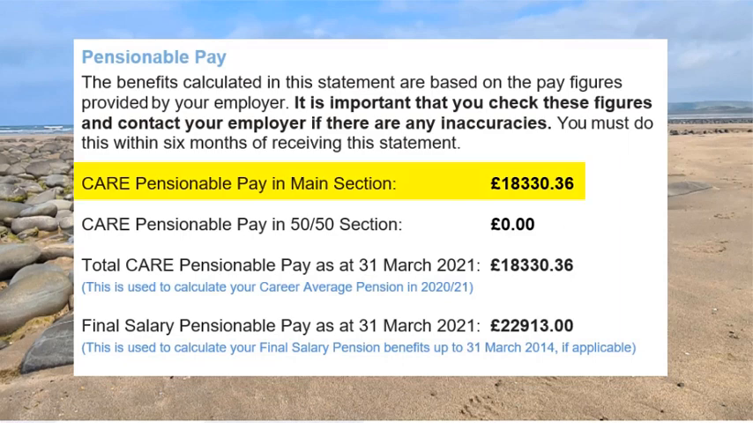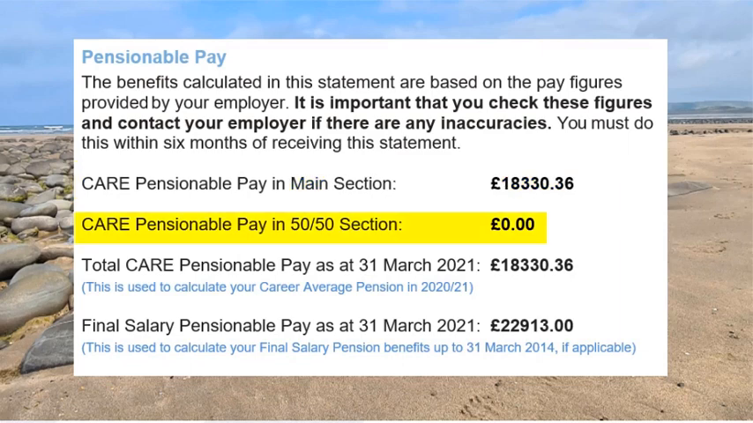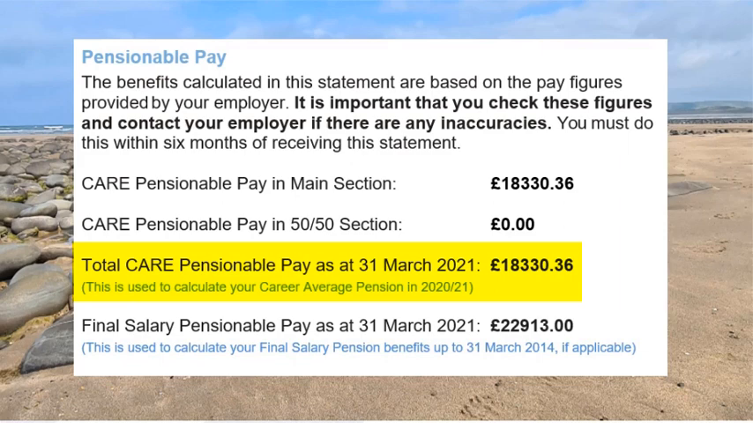Your care pensionable pay in the main section shows the pay that you have paid pension contributions on from the 1st of April 2020 to the 31st of March 2021 in the full pension scheme. Your care pensionable pay in the 50/50 section shows the pay you have paid pension contributions on from the 1st of April 2020 to the 31st of March 2021 in the 50/50 scheme. For more information on the 50/50 scheme, please visit our website. The total care pensionable pay shows the total of any pay in the main and 50/50 pension schemes.